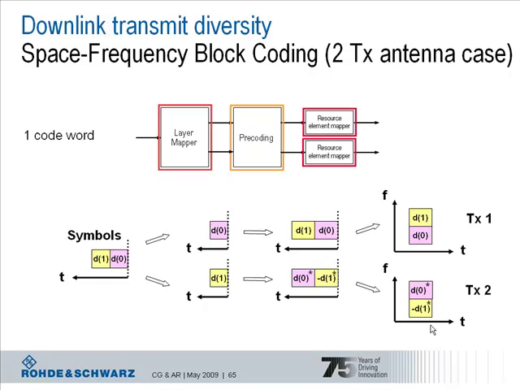So actually we transmit a redundancy of information, and we achieve an increased robustness, but no increase in throughput or data rate compared to the single antenna case. So this is transmit diversity.